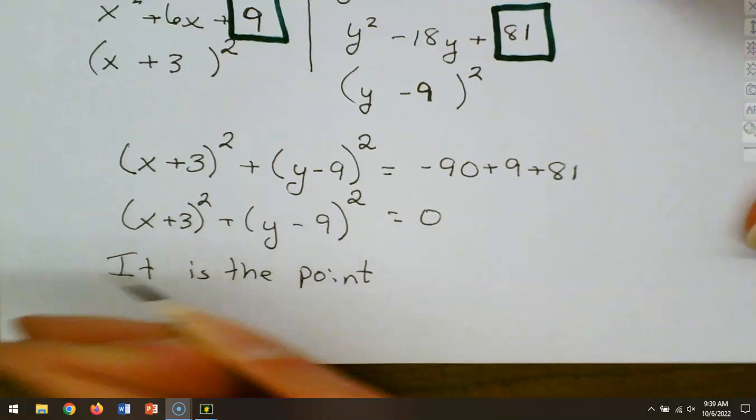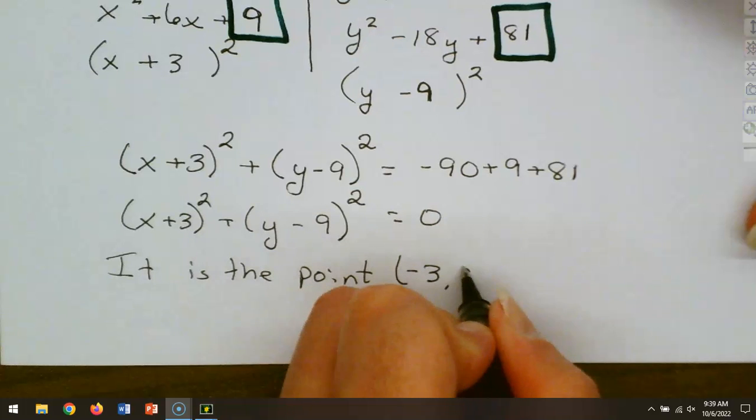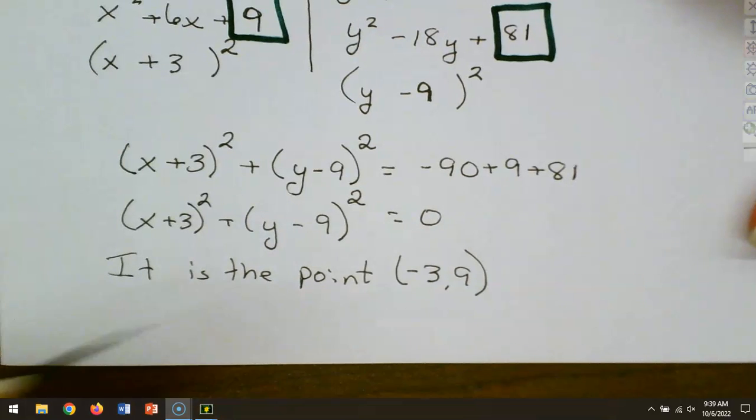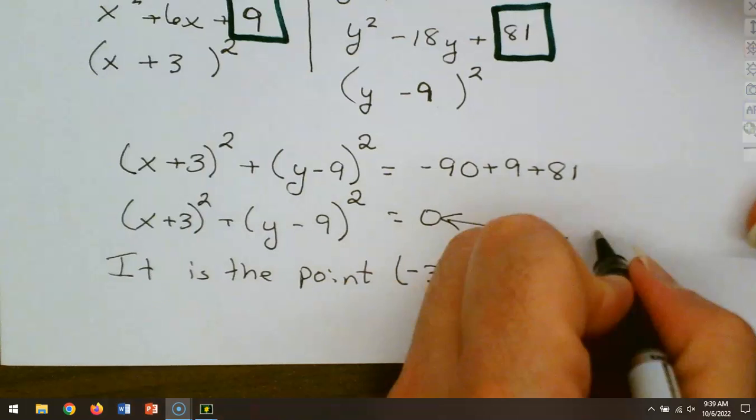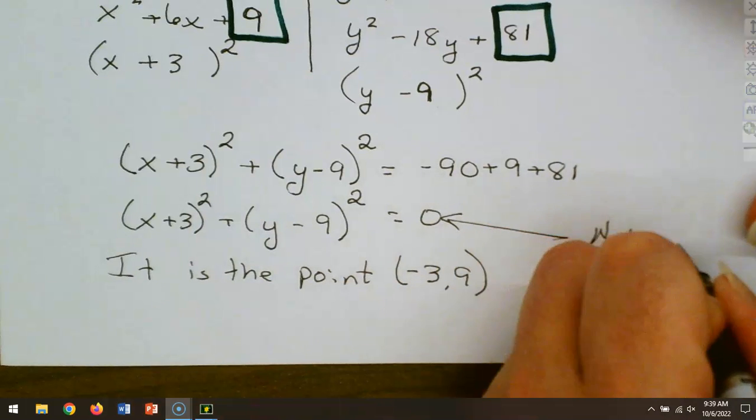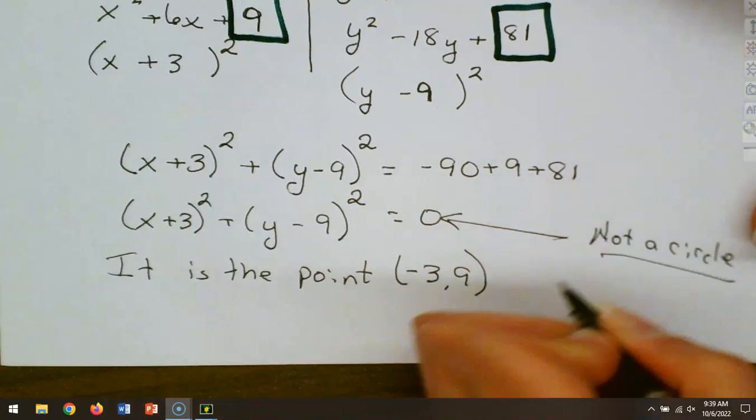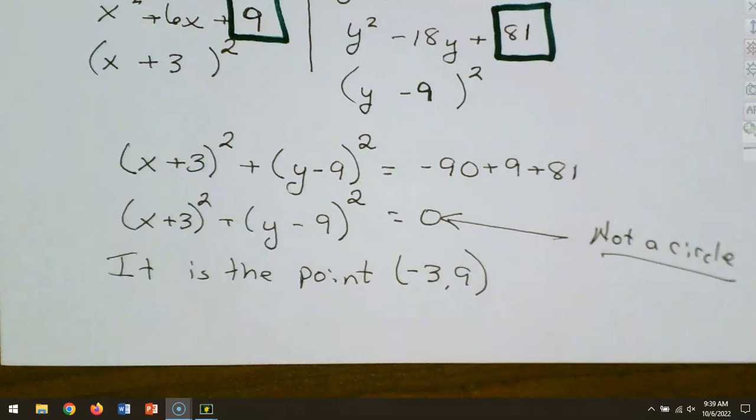We switch our signs, remember. Minus 3, positive 9. It's not a circle because that. If it would have been a negative 3, then it would not be a circle and the graph would be non-existent. If it would have been a positive 4, it would be a circle with a radius of 2. Right? So if it's equaling 0, it's not a circle.